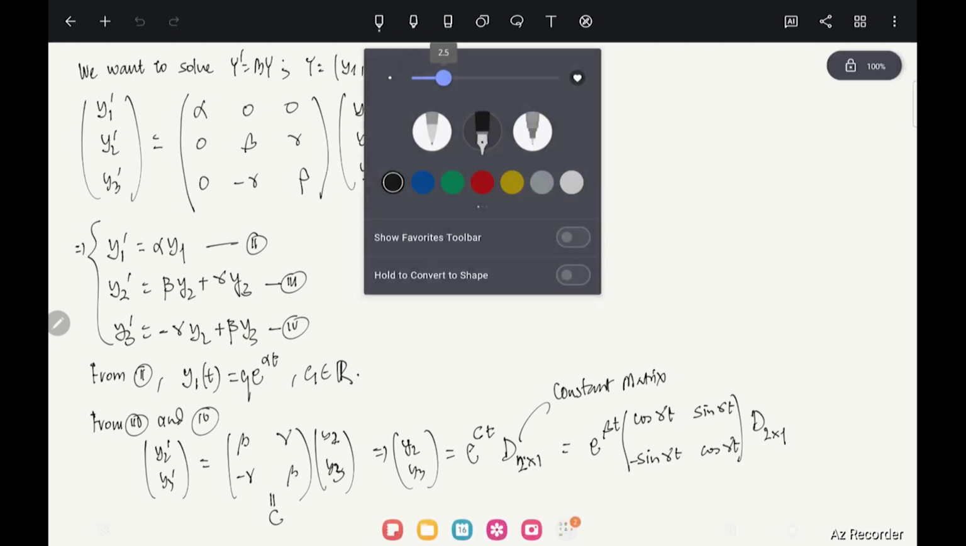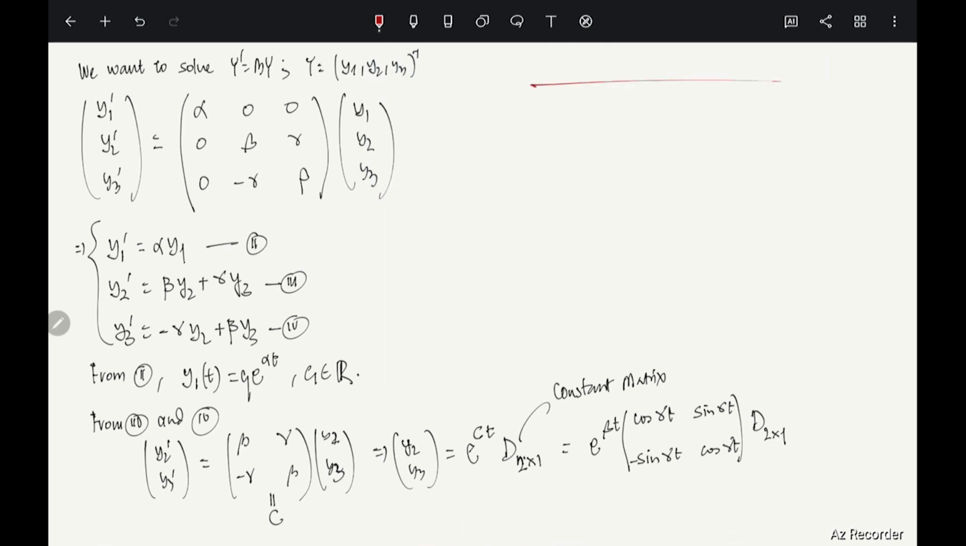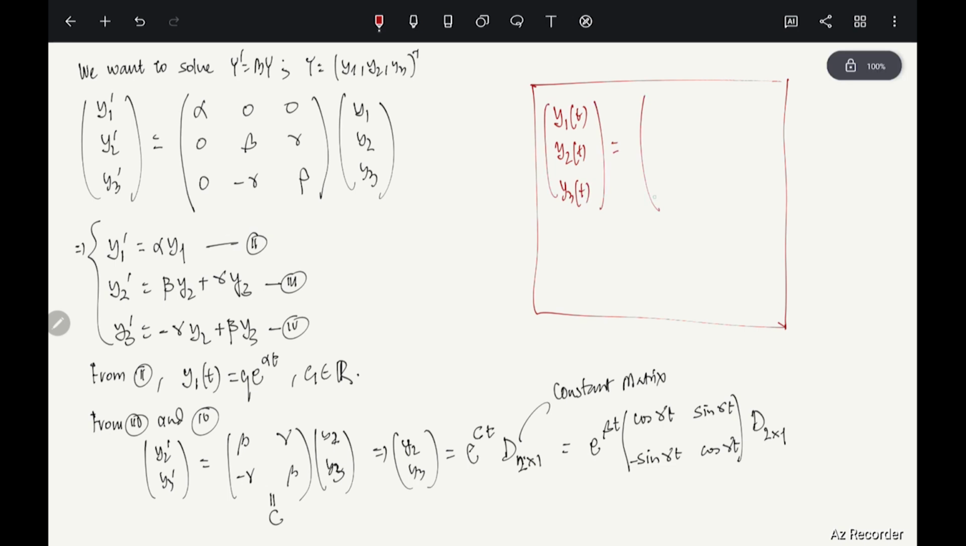Let me put it this way, and in red. What did we get? We get y1 of t, y2 of t, y3 of t. How does it look? What is y1 of t? It is c1 times e to the power alpha t, right? What is y2 of t? See, this d is nothing but, let's say, c2, c3, some matrix, right? So it will look like this. E to the power beta t is always there, right? So c2 times e to the power beta t cosine gamma t plus c3 e to the power beta t sine gamma t.